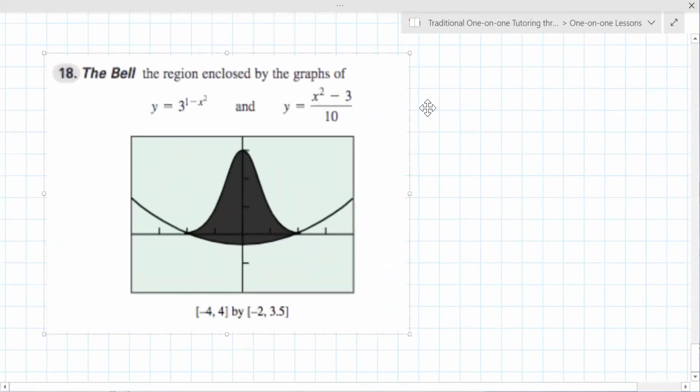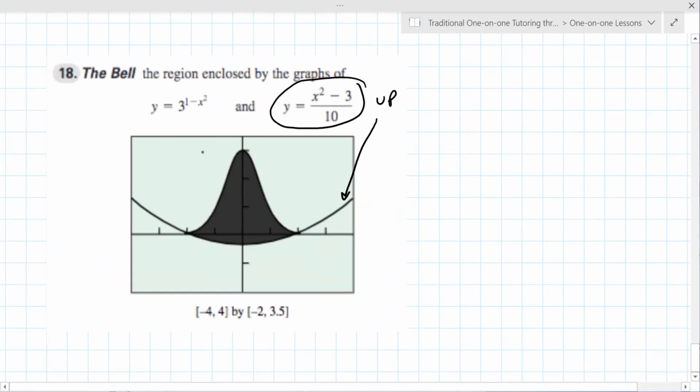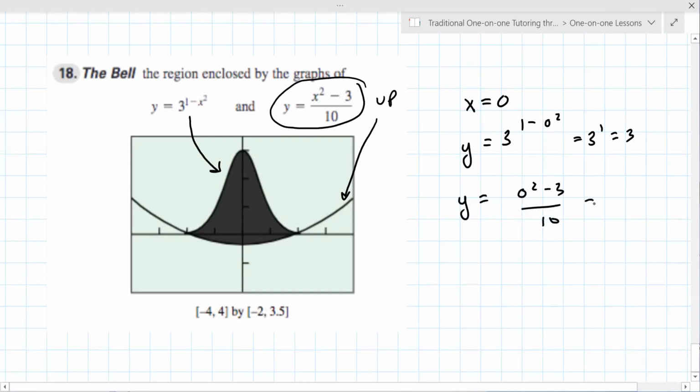Okay, the region enclosed by the graphs of this right here, they're giving you this window, but what they're not doing is telling you which one's the top and which one's the bottom. Now, maybe you realize this is a quadratic and it opens up, so it's the bottom. And therefore this must be the top. But if you weren't sure, you could let x equal 0 and just try it. This is 3 to the 1, which is 3. And the other one is 0 squared minus 3 over 10, which is minus 3 over 10. So then you're like, oh yeah, that's the top, that's the bottom.